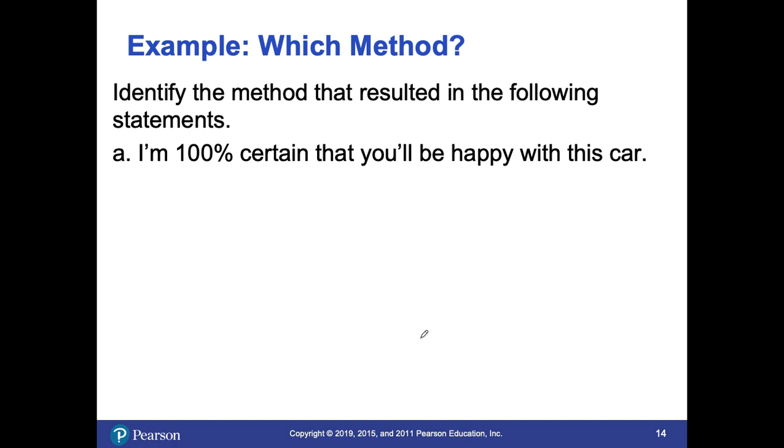So let's go ahead and identify the methods that result in the following statements. For example, this first one: I am 100% certain that you will be happy with this car. First of all, can someone actually be 100% certain that you'll be happy with this car? Not necessarily. So obviously this is going to be a subjective method. Now I'm not saying the person is wrong. Maybe the person is correct. Maybe the person is using their experience and their intuition to make that 100% certain claim.